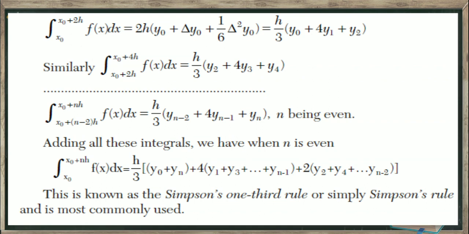Adding all these integrals when n is even, we get integration from x0 to x0 plus nh of f of x dx is equal to h by 3 times [y0 plus yn plus 4 times (y1 plus y3 plus up to yn minus 1) plus 2 times (y2 plus y4 up to yn minus 2)]. This is known as Simpson's one-third rule, or simply Simpson's rule, and it is most commonly used.